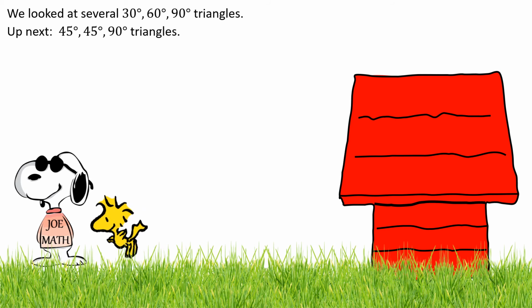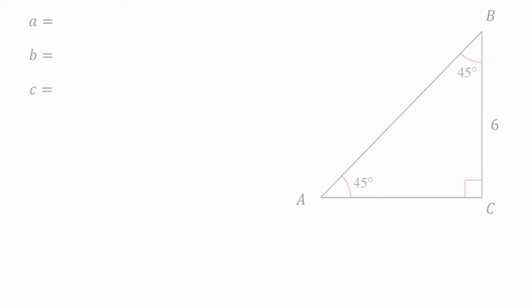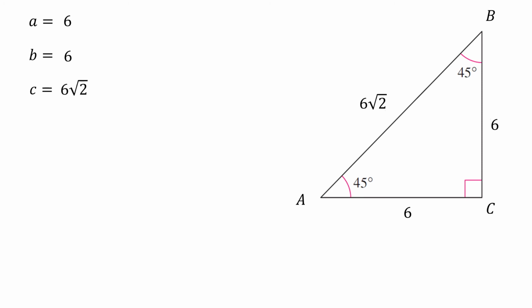Okay, let's look at 45, 45, 90 triangles. I know side A is 6. I know the legs have to be equal to each other in length, so side B has to be 6. And if I want the hypotenuse, I multiply by root 2. Hypotenuse is 6 root 2. And we've got it.